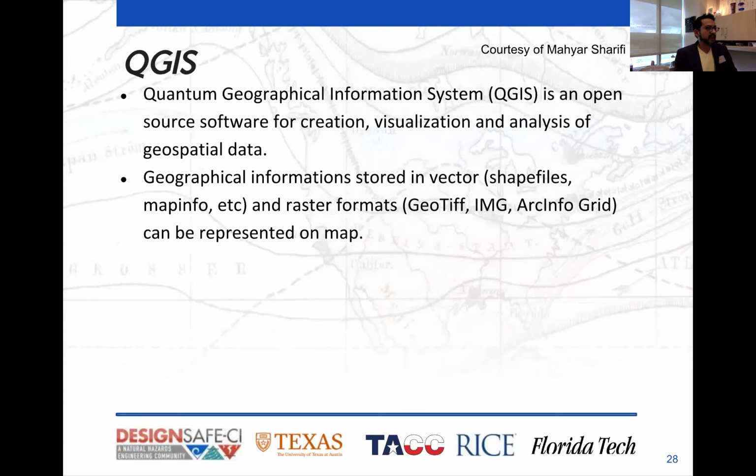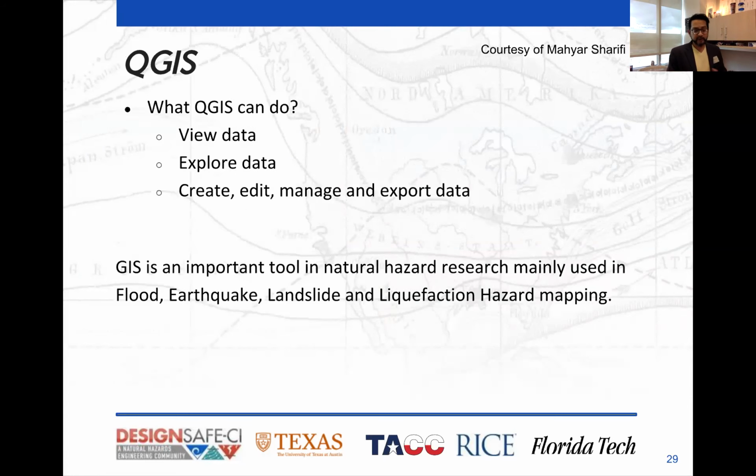And then we have QGIS, all right? So that's the Quantum Geographical Information System. It's open source and allows for visualization and analysis of geospatial data. What it can do is you can view your data, you can explore it, you can then create, edit, manage, and then export your data back to DesignSafe, to the Data Depot, and then share it with other people.